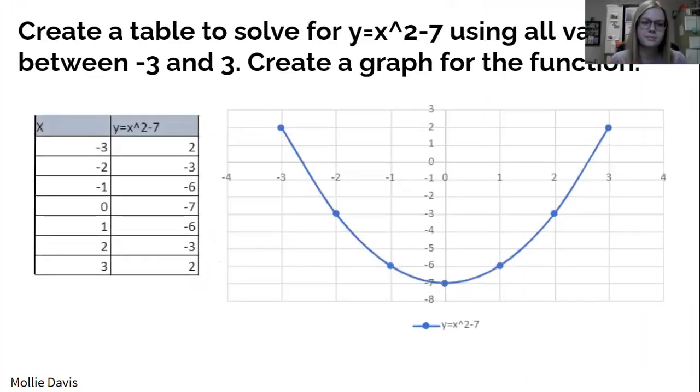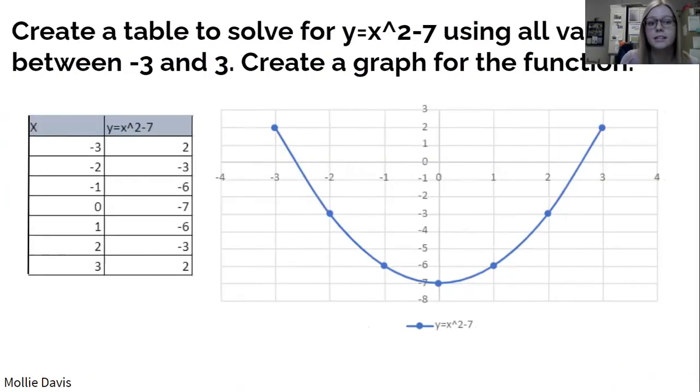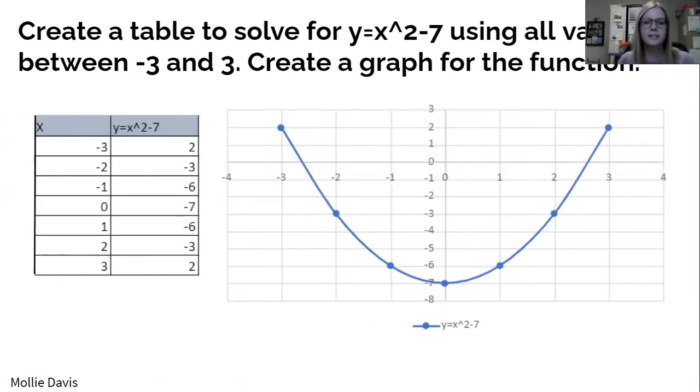Okay, question number 4. Create a table to solve for y equals x squared minus 7 using all values between -3 and 3. Create a graph for the function. Okay, so on this one, you are basically just using the input-output method. So right here, you've got all your values between -3 and 3, and they are there to represent x. And then over here, you've got the outputs, which is y equals x squared minus 7.